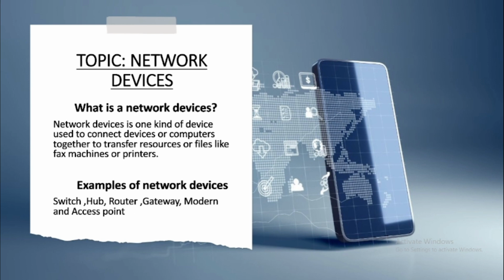And on today's topic, we are going to talk about network devices. Someone may ask, what is a network device? A network device is one kind of device used to connect devices or computers together to transfer resources or files, like fax machines or printers. Let's look at some examples of network devices: switch, hub, router, gateway, modem, and access point. These are some examples of network devices.